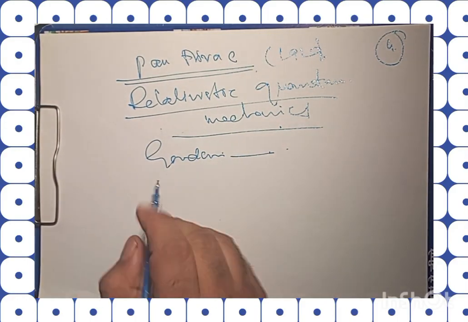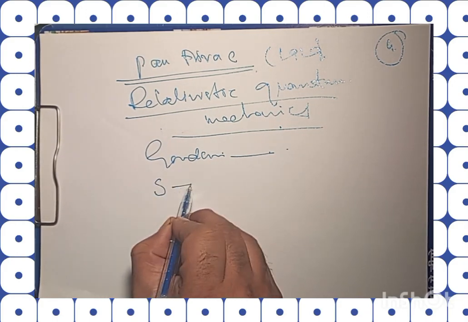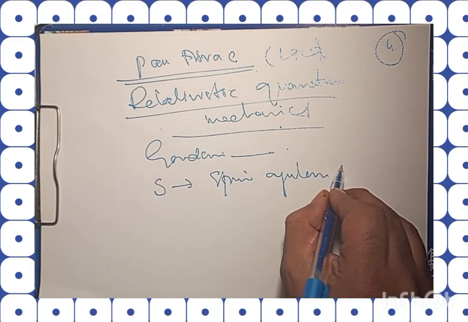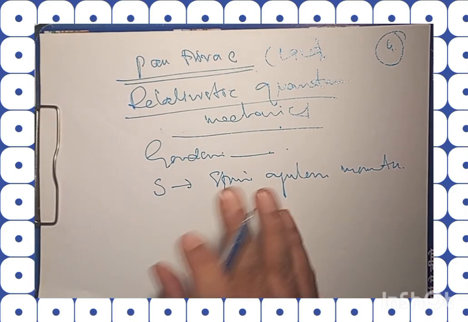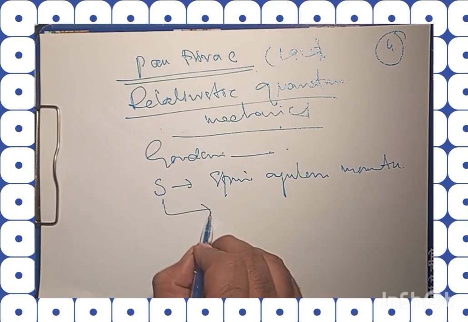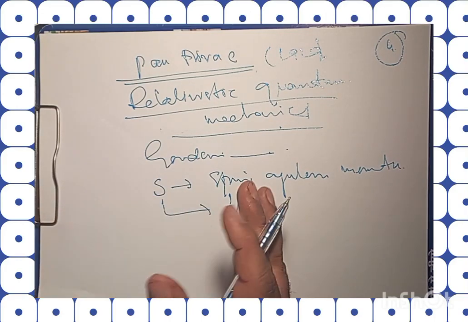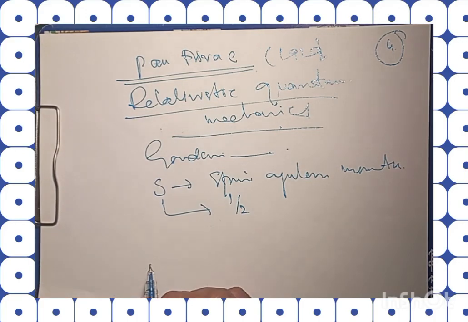So the quantum number that we have for this spin is S, and it describes the spin angular momentum of the electron. And the only value this S can have is 1 by 2, which follows both from Dirac's theory and from spectral analysis of these atoms. So the value for S should be 1 by 2.